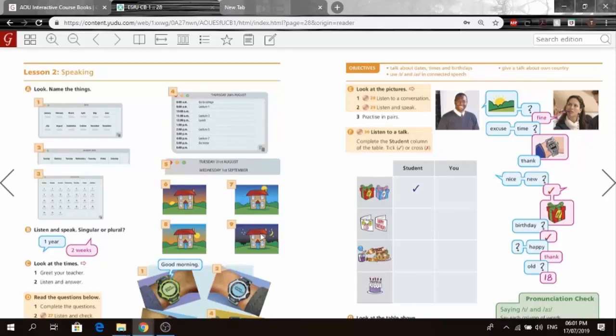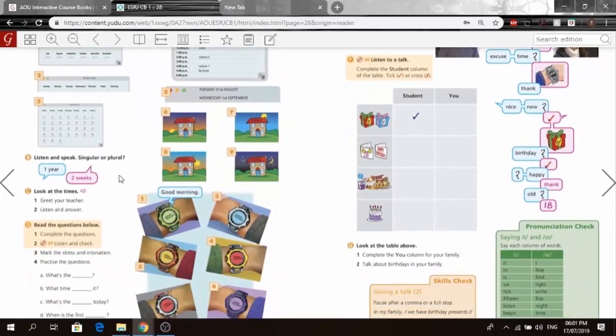And here we have, this is nighttime obviously because there's no sun, so this is, obviously from 12 a.m. to 5 a.m. Okay, so this is nighttime, and here 8 is evening, so this is the time from 6 p.m. to around 11 p.m. Okay. So now let's move on to listen and speak, singular or plural.